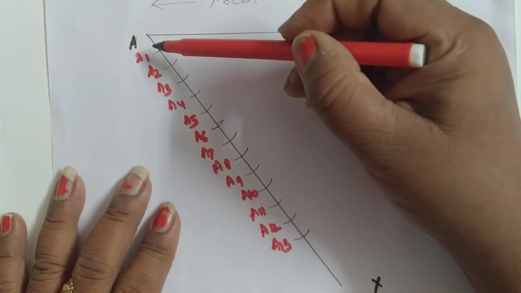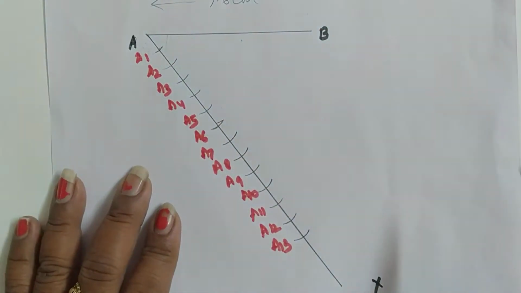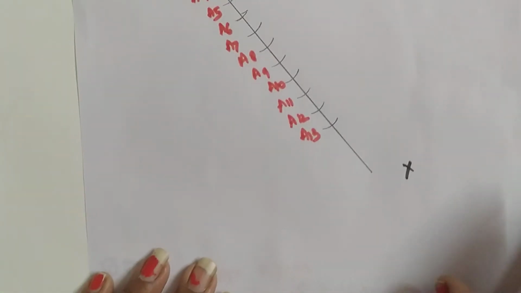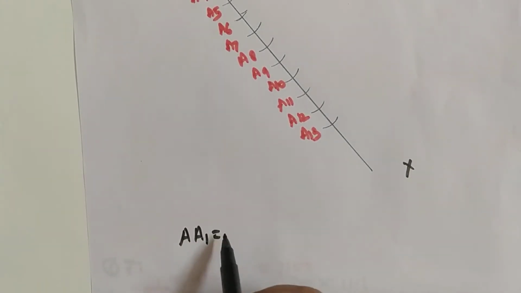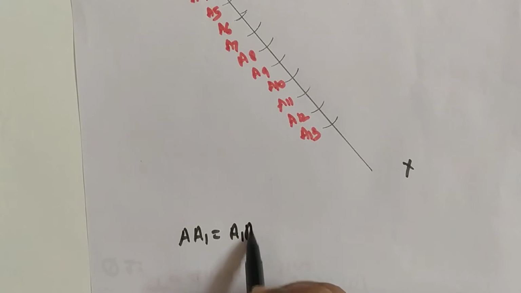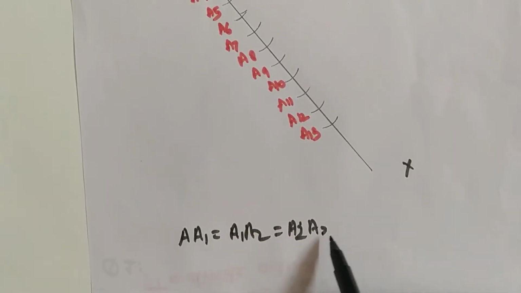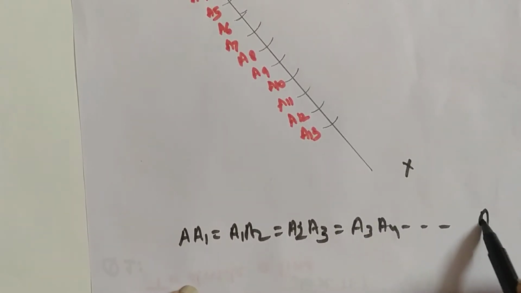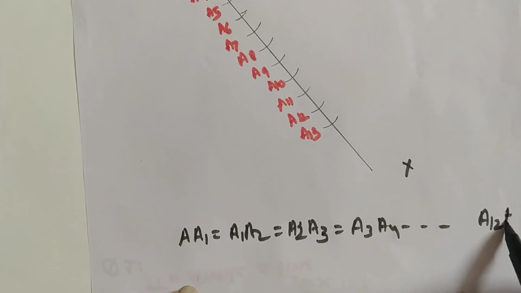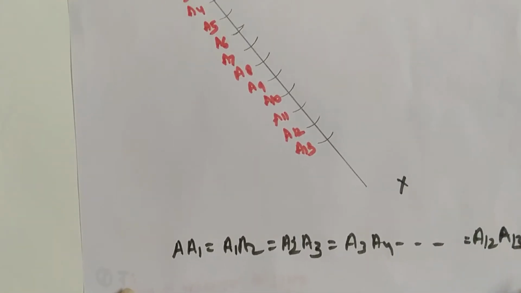Yes, so now we can say that A1 is equal to A1A2, A2A3. Here I am going to write for you. See, A1 is equal to A1A2, that is equal to A2A3, that is equal to A3A4 and so on, till A12A13. So all these parts are equal to each other.